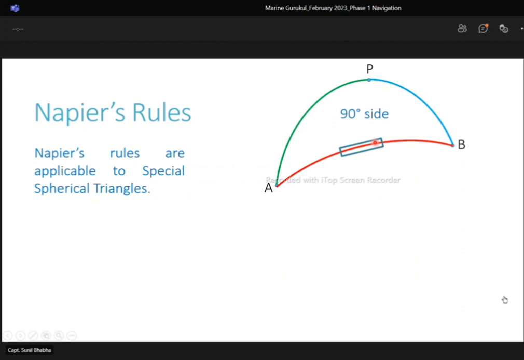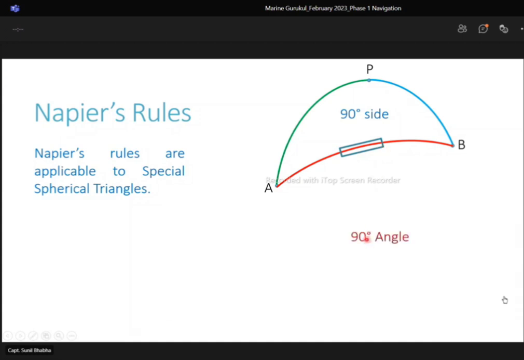Now we are aware that in a spherical triangle, the angles as well as the sides are measured in angular units. So if any one of the sides of a spherical triangle is 90 degrees, then it is known as a quadrantal triangle, and Napier's rule can be applied to it. A 90 degree side is represented by making a rectangle in this particular way. So whenever you see a diagram of a spherical triangle with any one of the sides having this rectangle, it tells you that this is a quadrantal spherical triangle, or a spherical triangle whose side is 90 degrees.